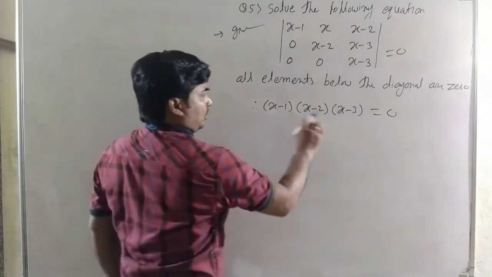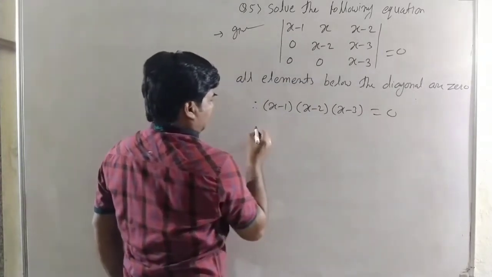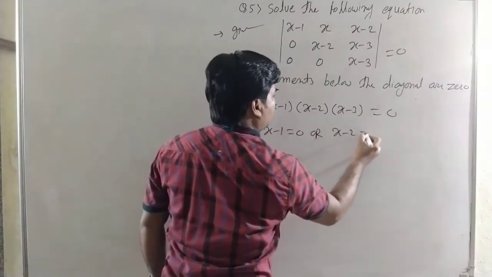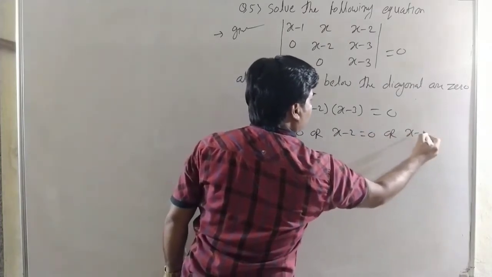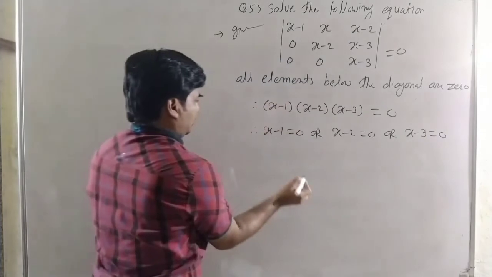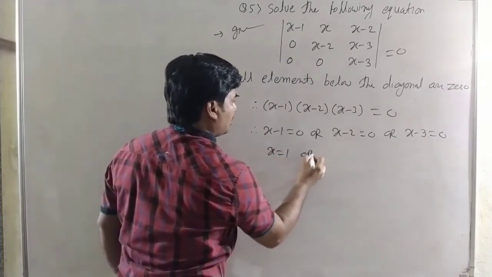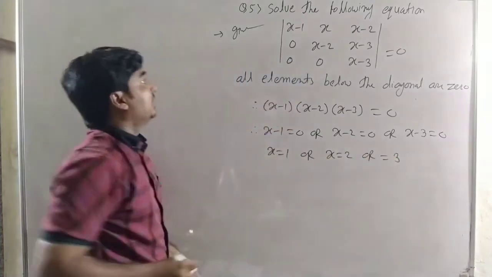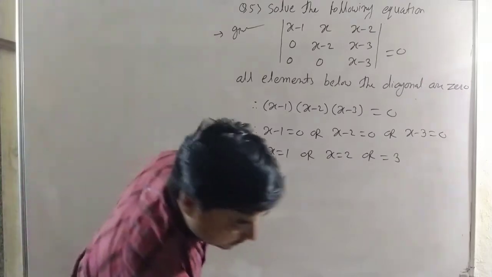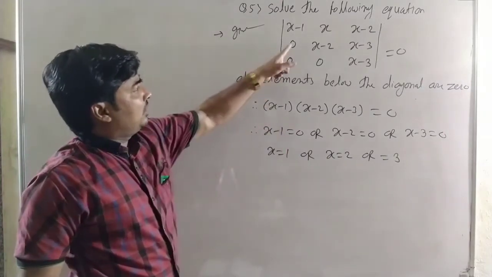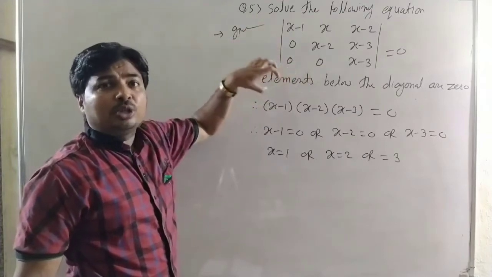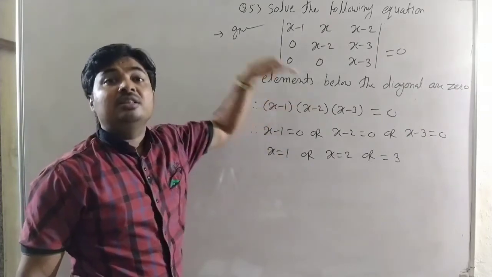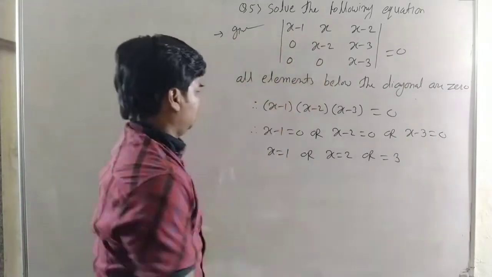Now it is a relation and it is equal to 0, and therefore obviously x minus 1 equal to 0 or x minus 2 equal to 0 or x minus 3 equal to 0, and therefore x equal to 1 or x equal to 2 or x equal to 3. Okay, here is the solution for this example. See carefully, it is a two-step example. Here all elements below the diagonal are 0, therefore the value of the determinant is the product of all elements in the diagonal. Okay.